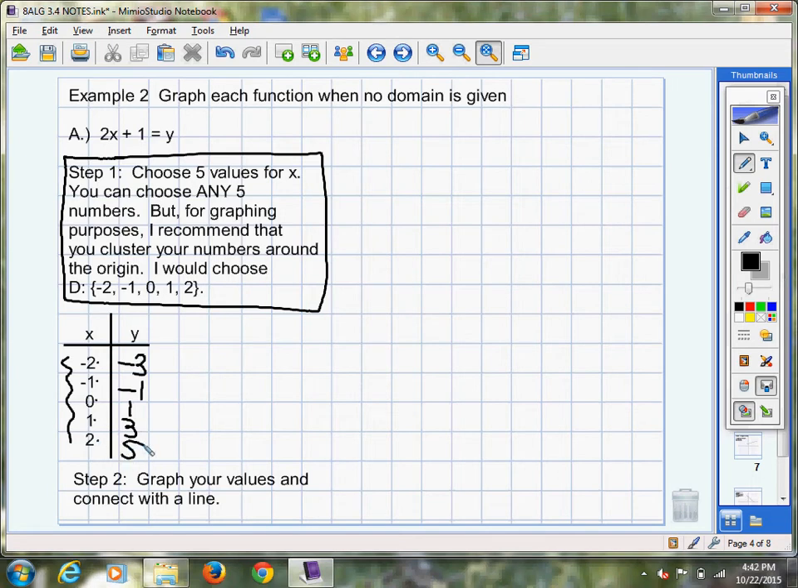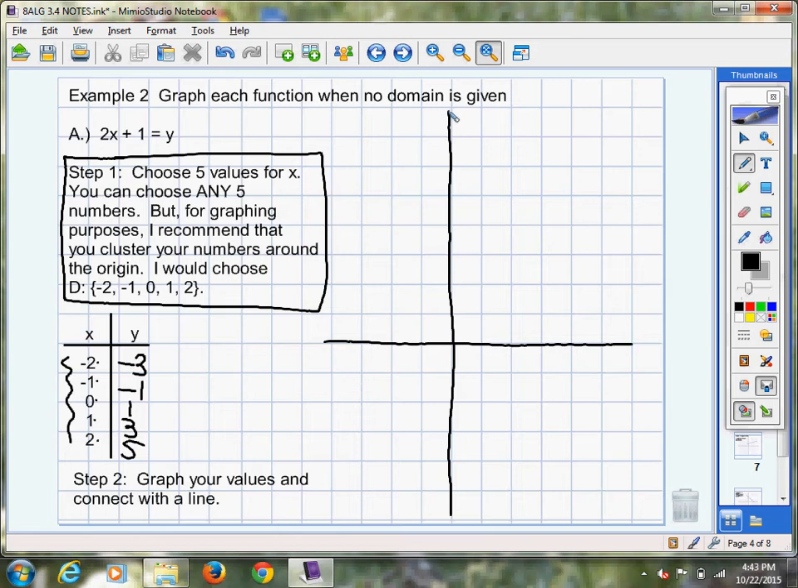Okay? All those you can do in your head. You do it in the calculator, do it in your head. I tend to find it a little faster in my head, especially when they're that easy to calculate. And so we're going to graph these now. So I've created some space here for you where you can create an XY coordinate plane. And now we're going to graph each point, connect them with a line.